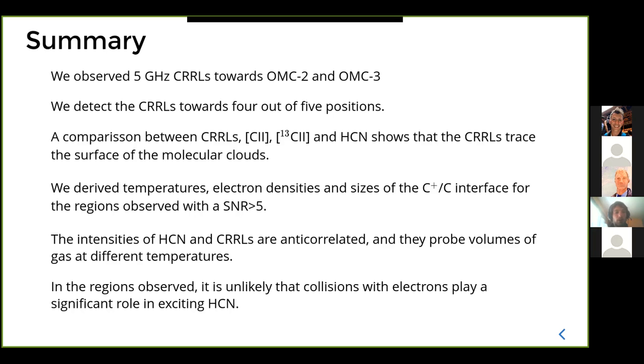And we find that HCN and the carbon radio recombination lines are anti-correlated, and it is very likely that they probe different volumes, at least along the spine of the ISF. It still remains to be seen, if we were to integrate deeper far away from the spine, what this kind of analysis would tell us. And at least in these regions, we can say that collisions with electrons are not a significant source of excitation for the HCN line. And I'll leave it there.